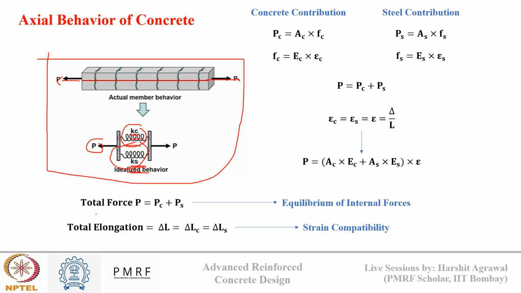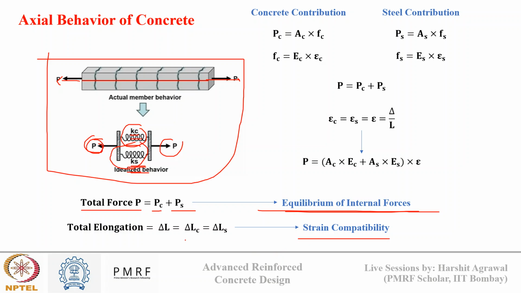For a given loading condition, the axial analysis is governed by two fundamental equations. First is the equilibrium of internal forces. The total load that is acting on the system is the sum of loads carried by concrete and steel. This is equilibrium of forces. And second is the strain compatibility.